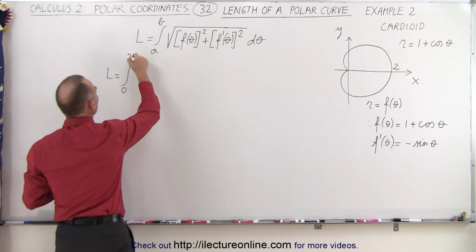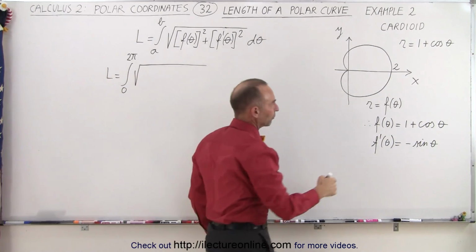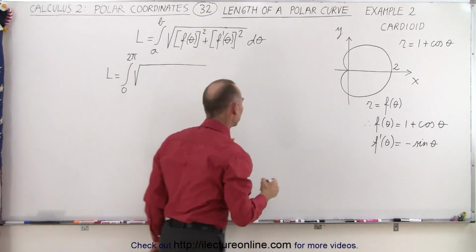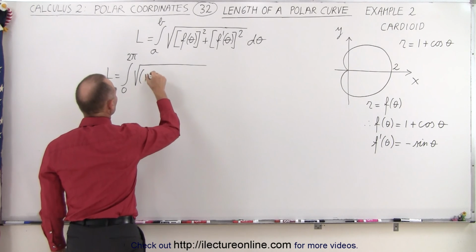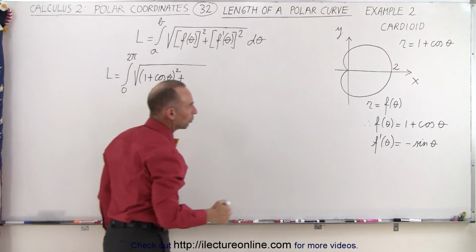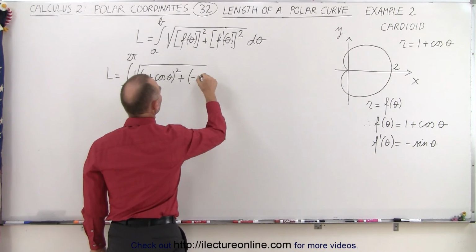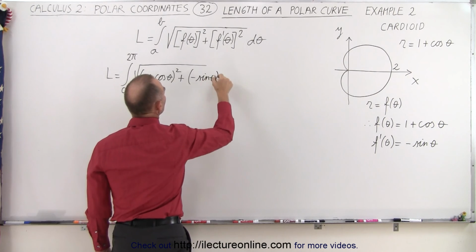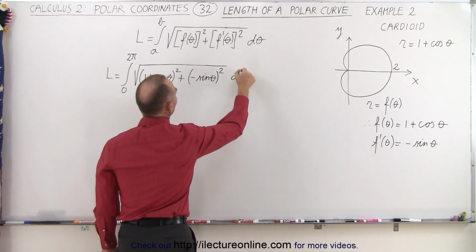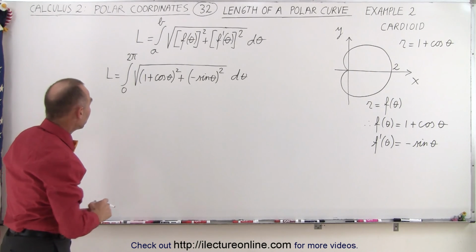0 to 2 pi times the square root of the function squared. The function is 1 plus the cosine of theta. We have to square that. So we have 1 plus the cosine of theta, squared, plus the derivative of the function squared, which is right here. So plus the minus sine of theta. We have to square that, times d theta. All right, let's go ahead and do that and see what we end up with.